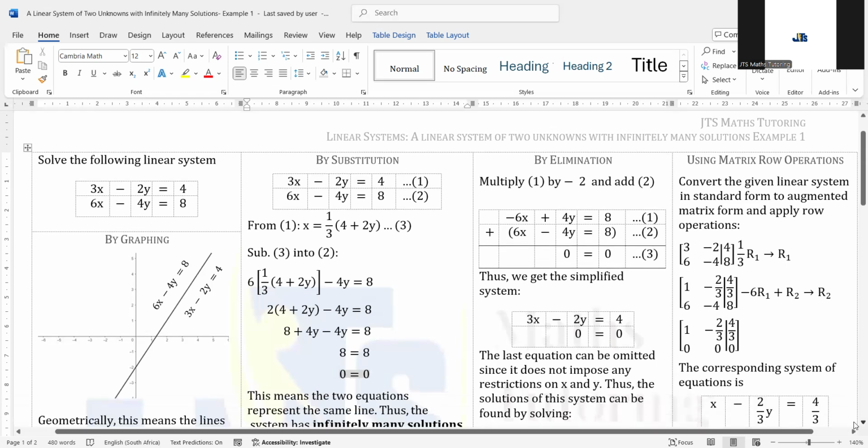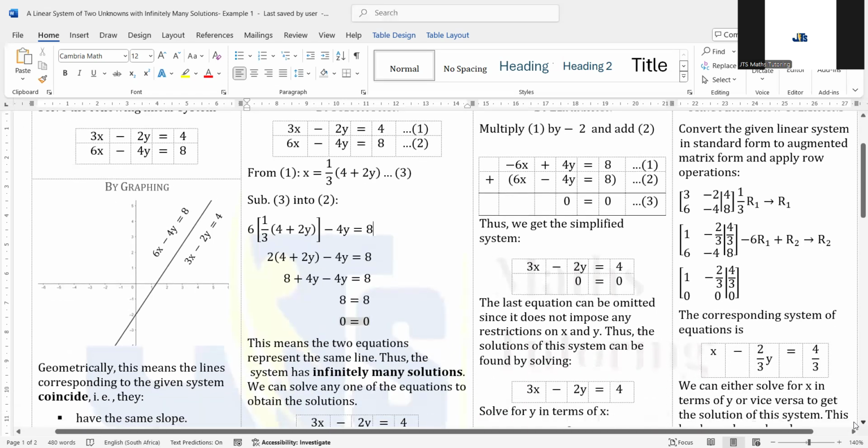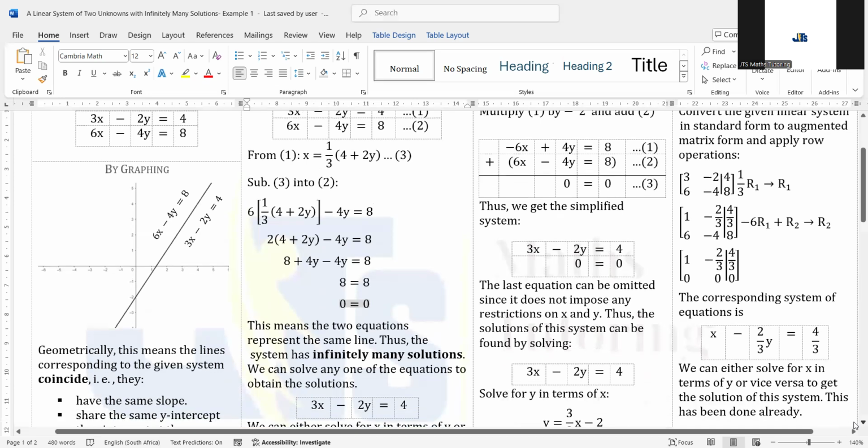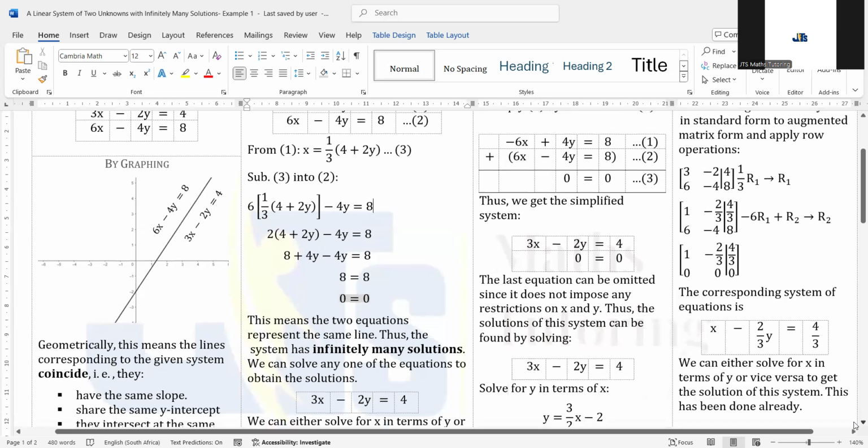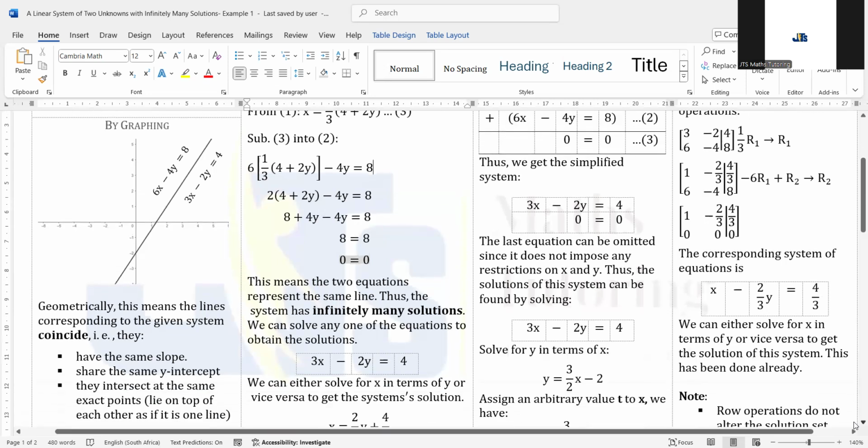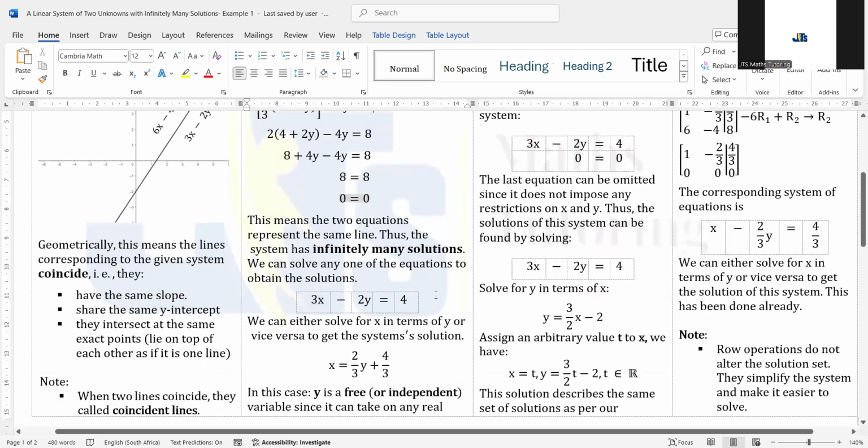So how do you interpret this? When we have a situation like this, it means the two lines actually represent the same line. Thus, the system has infinitely many solutions. So we can solve any of those two equations to get the solution of the system. Right. So I've decided to solve the very first one.